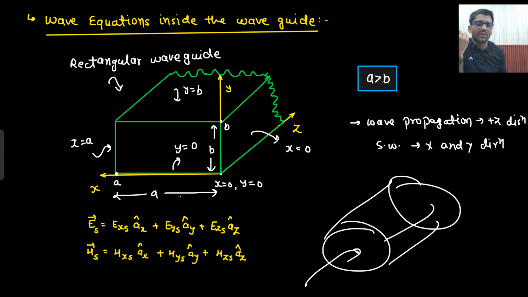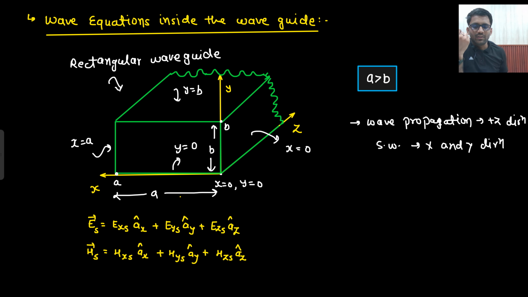From here wave will propagate. So that we will study later on. But as of now, we are studying rectangular waveguide. So what we have seen, this was our waveguide. X and Y direction will have the standing wave. In Z direction, we are propagating.